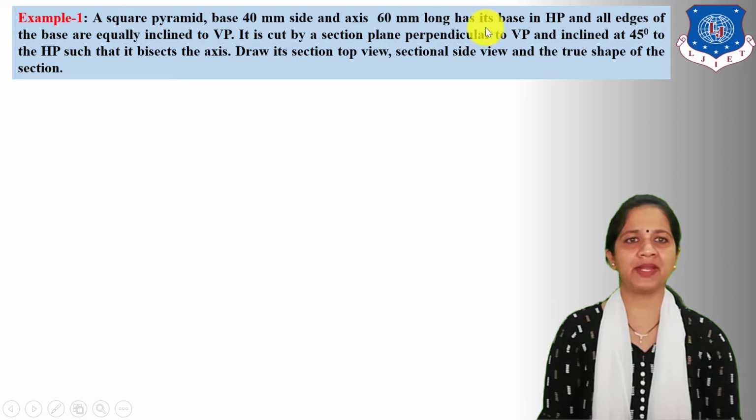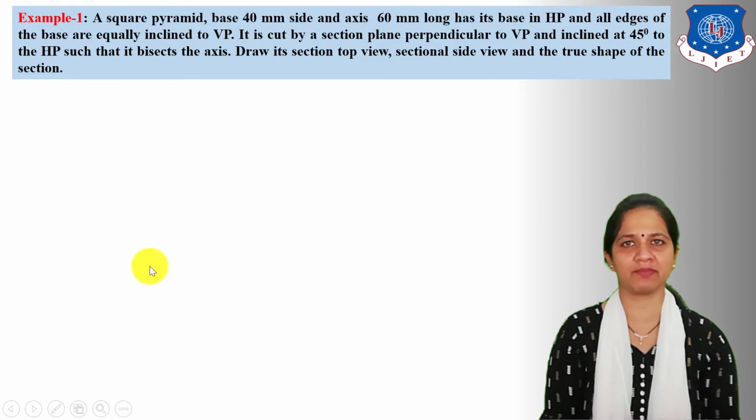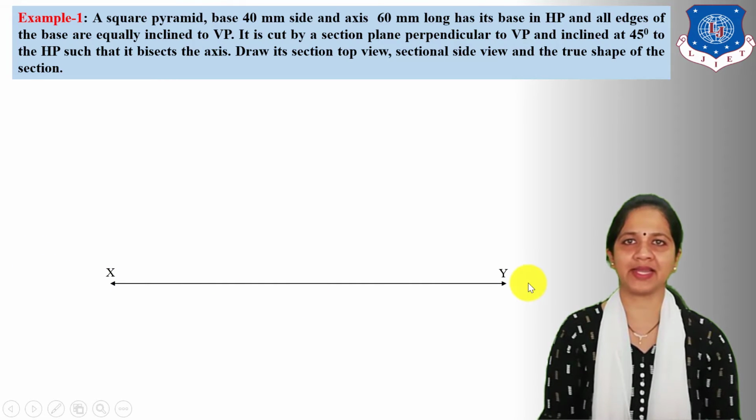Here, the square pyramid rests on HP. So, assume the first angle projection method: below XY draw the top view and above XY draw the front view. First draw the XY line, and below the XY line draw the top view. From the top direction, we can see the true shape of the base, which is a square. So, first draw the square below the XY line as per the given resting condition on HP.